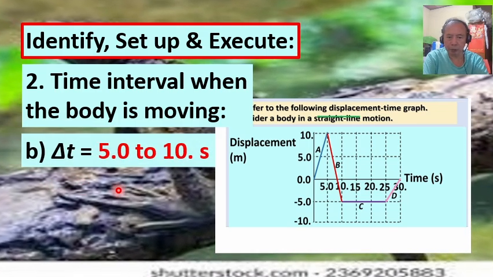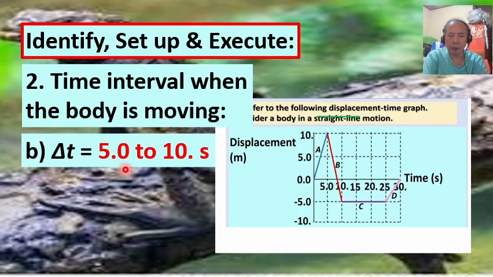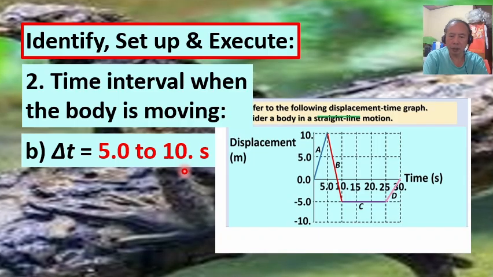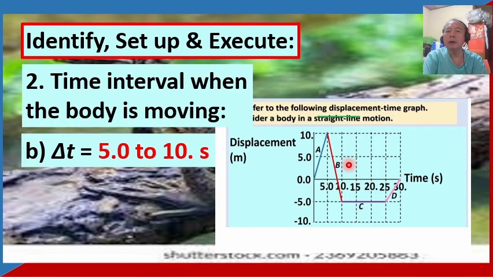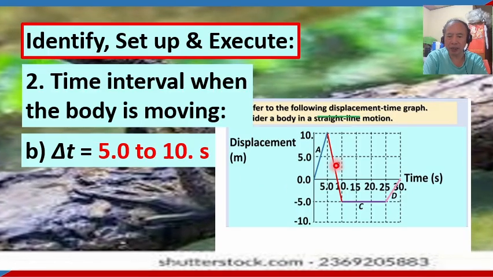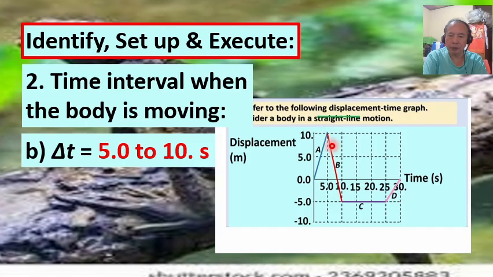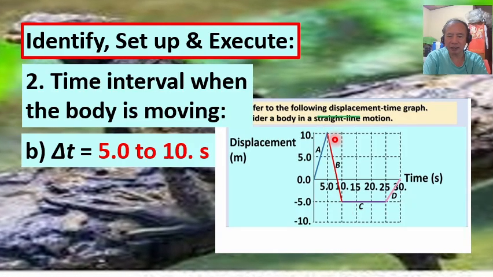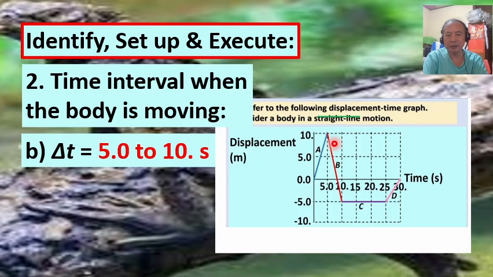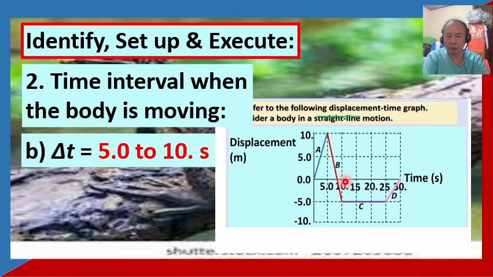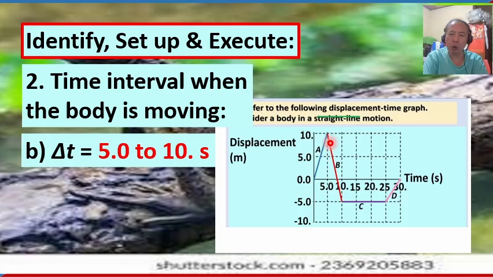Our second example is for the time interval 5.0 seconds to 10 seconds. In the graph, this is represented by graph line B, the one in red. This graph line is also straight, which suggests that the value of its slope is constant. And it is sloping downward to the right. So we expect that the sign of our slope is negative.